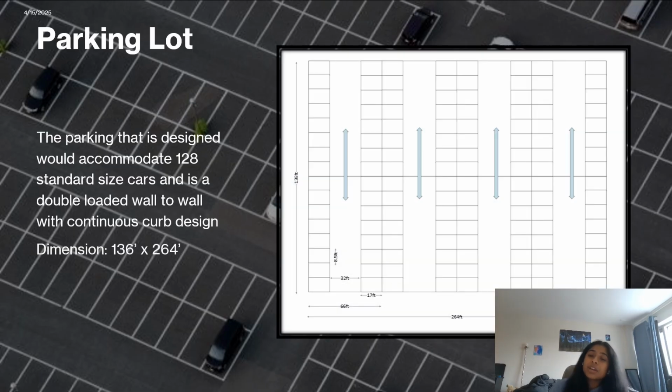And now to talk about our parking layout, we designed it to accommodate 128 standard size cars based on a double loaded wall to wall continuous curb design. It is a two-way parking design where the driveway width is 32 feet. Based on our calculations, we have a parking lot design which is 136 feet in length and 264 feet in width. For our calculations about why we chose 90 degrees, which was our optimal answer, you can refer to our project report.